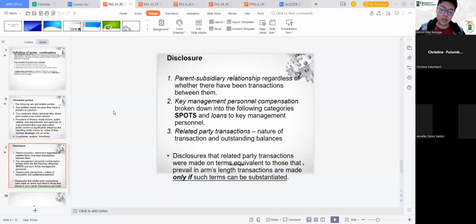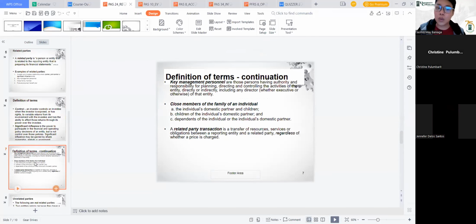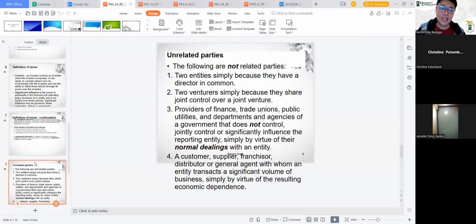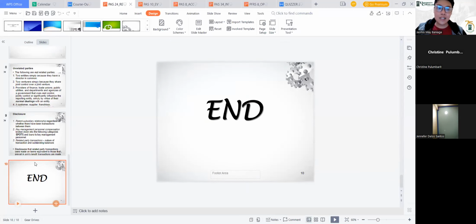Okay? So please don't forget in PAS 24 the definition of what is a related party, our common examples, and some other definitions of terms such as control and significant influence. Again, in slide number 9, when you see these, they are not related parties. Therefore, there's no additional disclosure for them. It's just a typical business transaction with the entity. Okay, that ends PAS 24 for related parties.